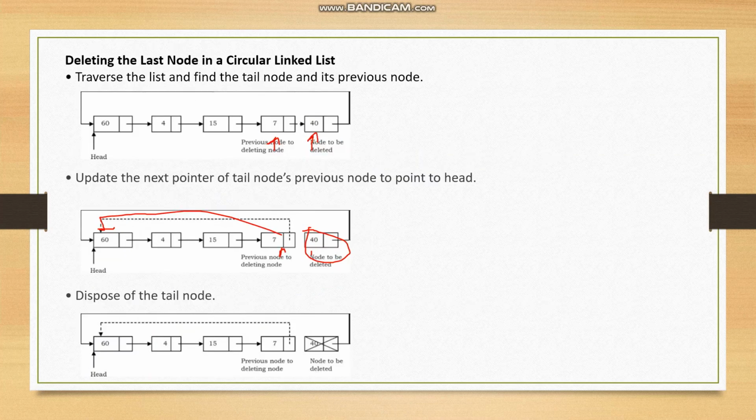And deleting the last node of a circular linked list. Again, we will keep two pointers, one for the second last node and one for the last node. Once we encounter the last node, we will point the second last pointer to the head, and we will point the next of the last node to null, as we can see here. Then we can dispose of it, and our second last pointer now points to the head.